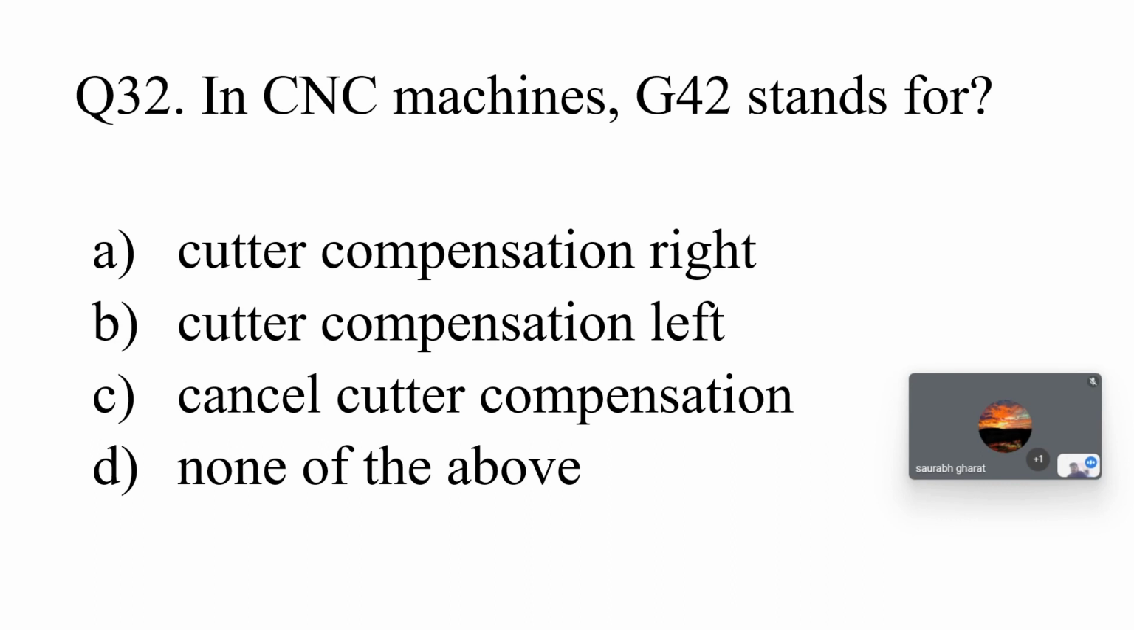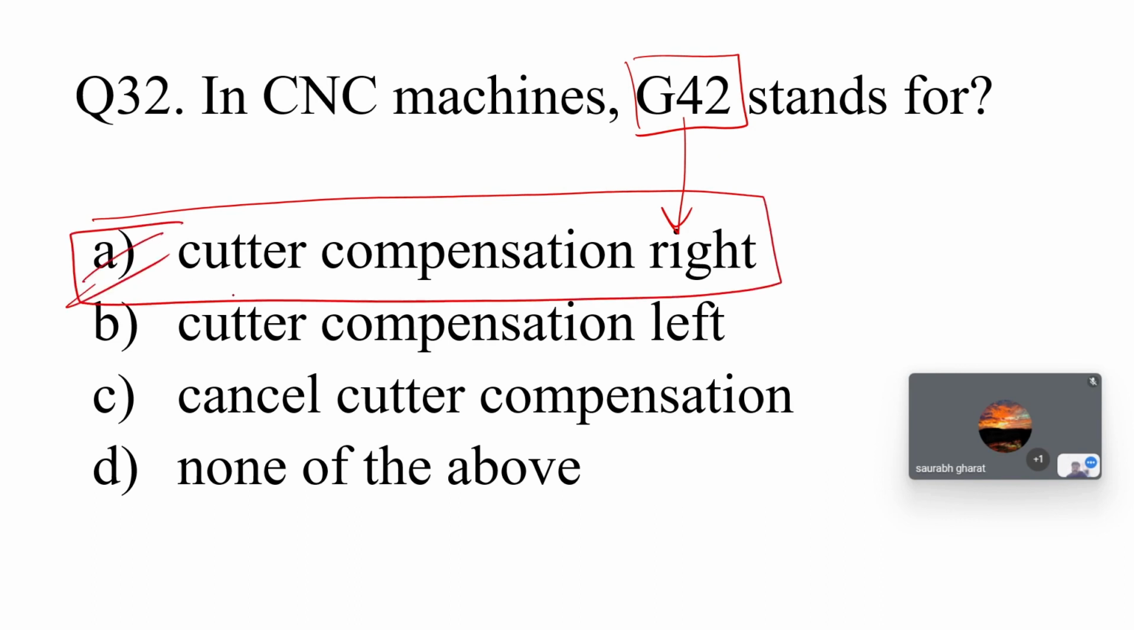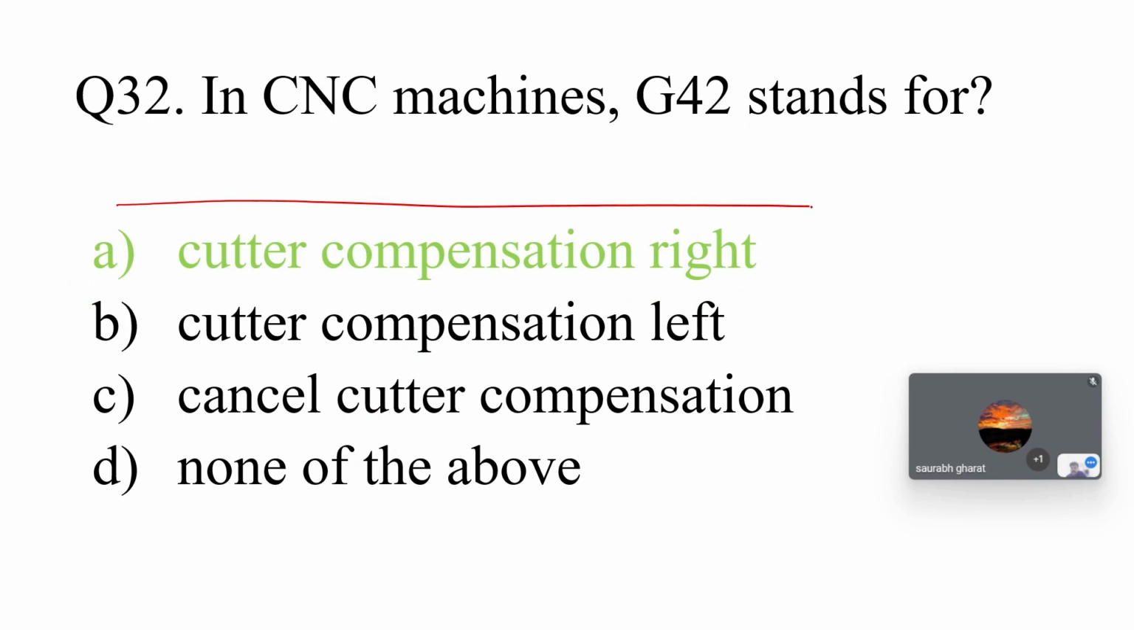You might get the answer. This is a standard part of G42. So what does it stand for? Okay, G42 stands for vector compensation right. This is the correct answer. Right, left, and compensation cancel is the wrong answer. So only vector compensation right is the correct answer.